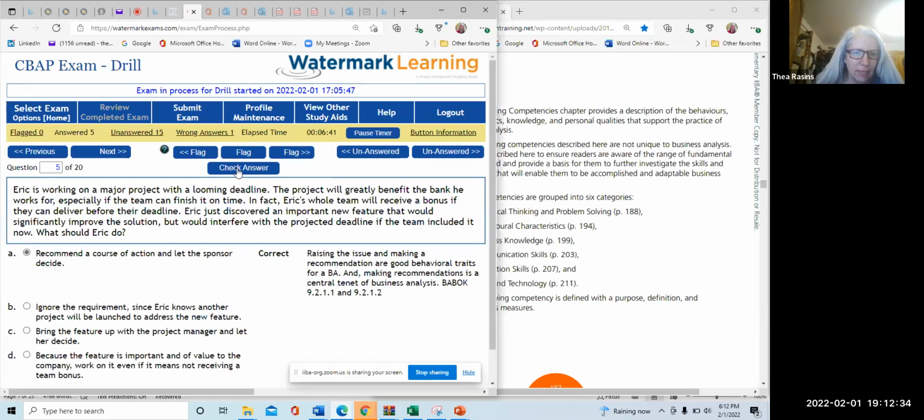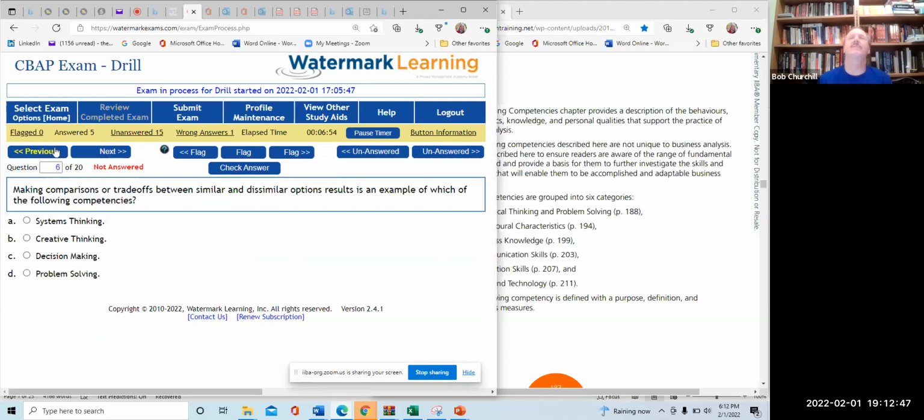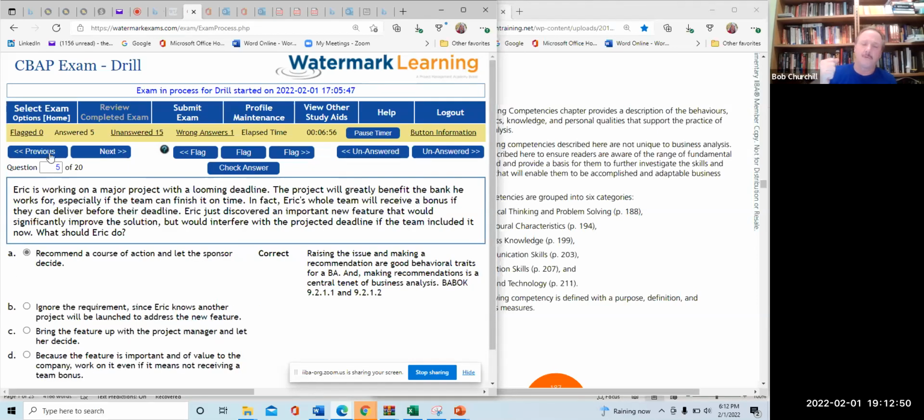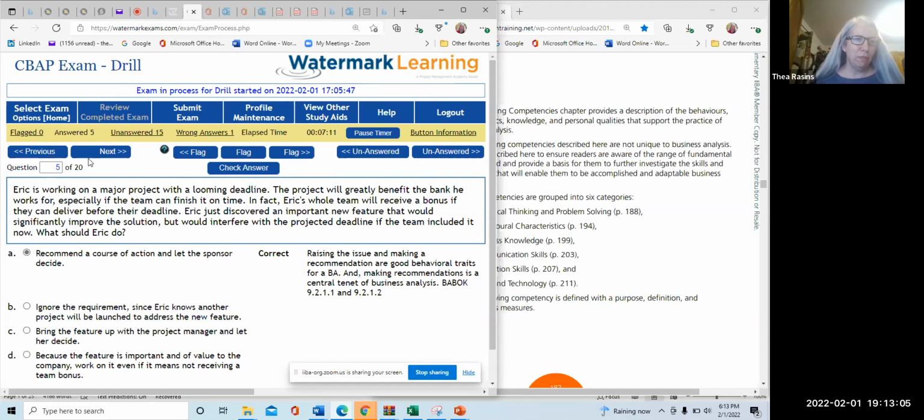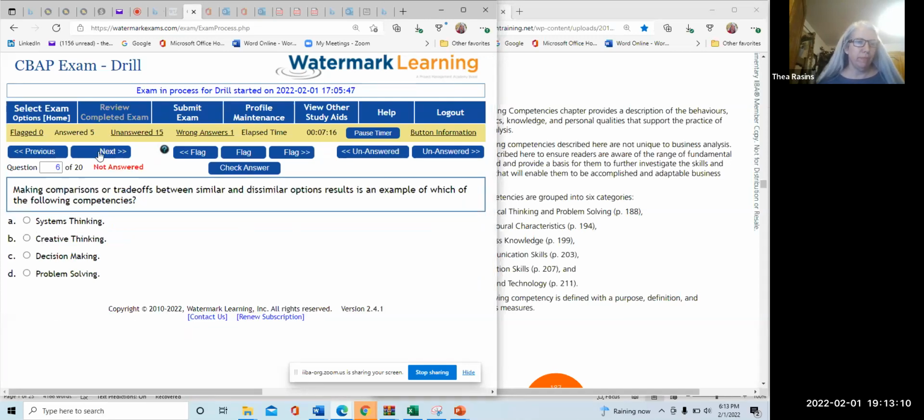I'm gonna go. Raising the issue and making recommendations are good behavior traits for a BA, and making recommendations is a central tenet of the business analyst. Ta-da! Also, letting the actual stakeholders decide is always key. Let them know what's at stake and give them the trade-offs. Yep, exactly. Give them some control and let them be responsible, but give them all the information.